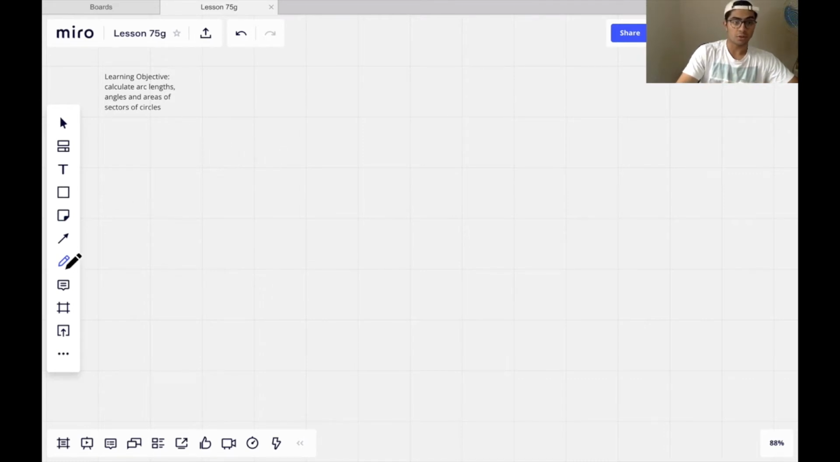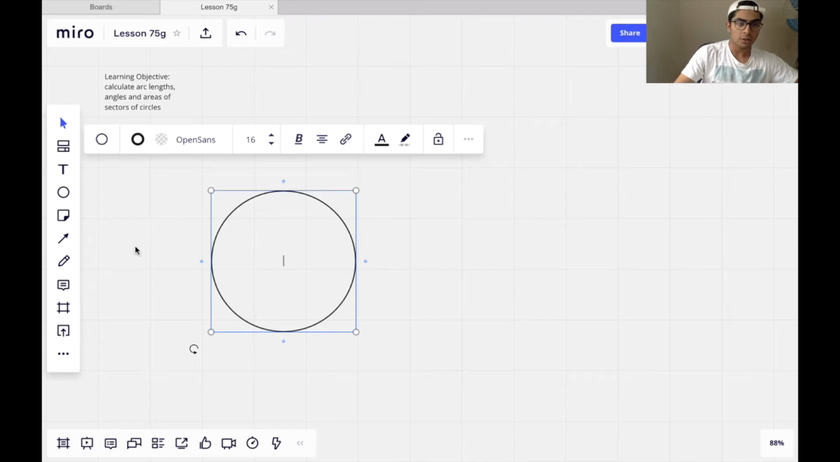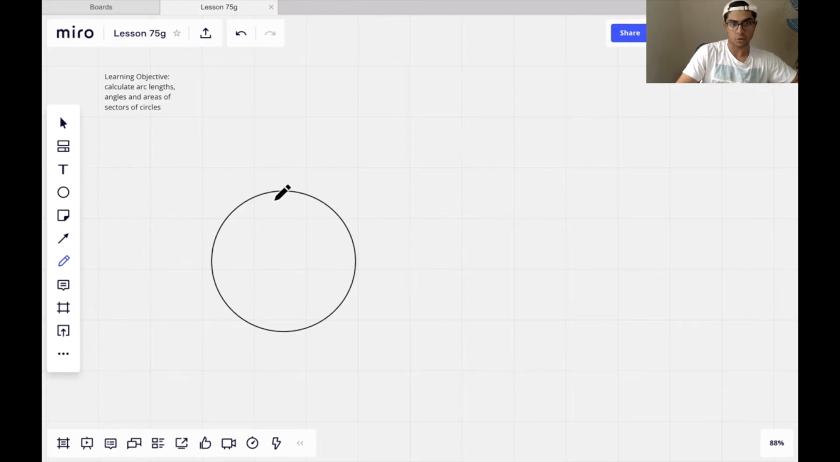So if you have a circle, such as this, and you want to calculate a portion of the circumference, which would be an arc length, right? So if you want to calculate this arc here, to calculate that arc length, you'd think about what portion of the circumference that is. And how would you do that?